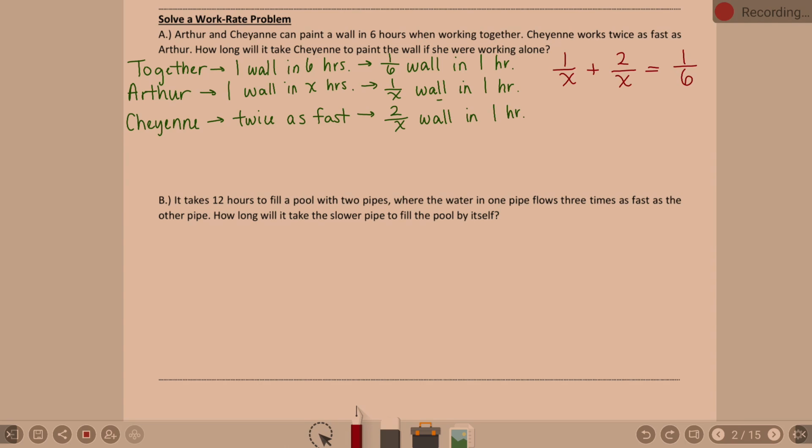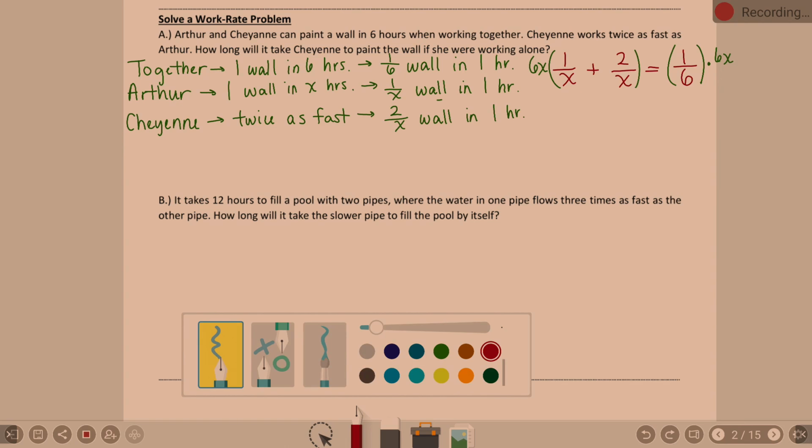Multiply by x. Multiply by what? x. And? 6. Why are we multiplying by x and 6? Those are in my denominators. We want them gone, right? So we want to multiply away anything that's in my denominator. Basically, it's my least common denominator. So we're going to multiply both sides of this equation by 6x. Okay?